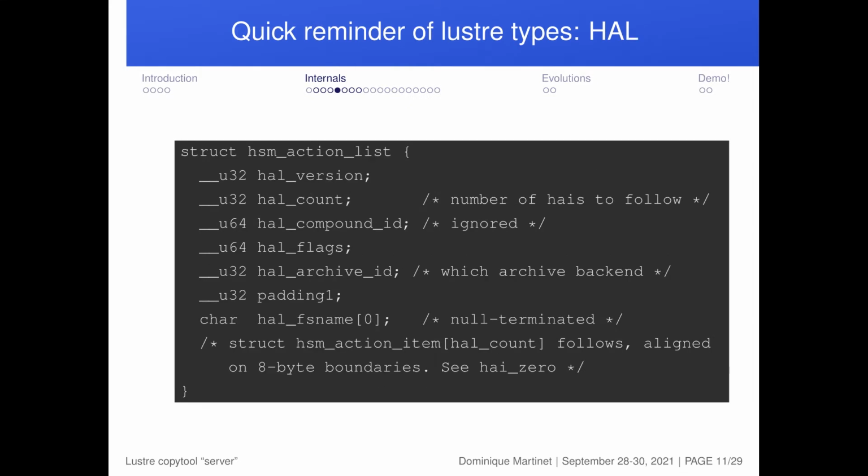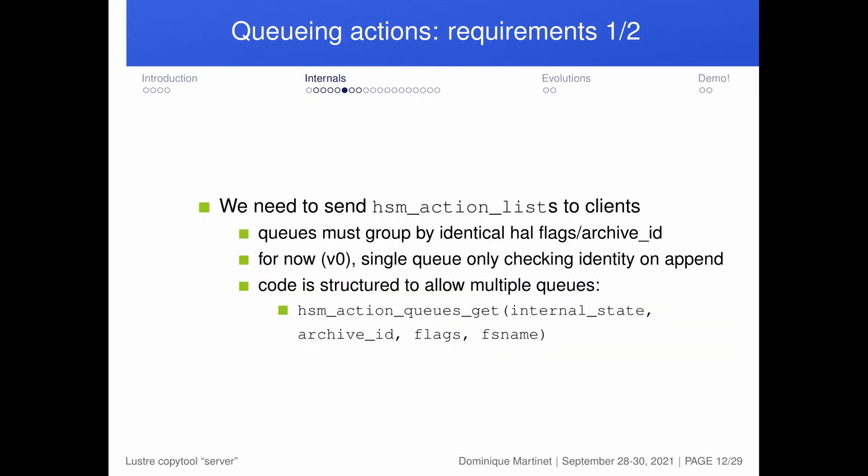Then there's HSM action lists, which are a bunch of action items. What's important for us here is that the items don't actually contain some flags. It doesn't contain the archive ID, it doesn't contain the FS name. So we must be careful when we store the items, either to unreach items or to store them in one list that is only specific to archive IDs and flags. So we're going to do the latter.